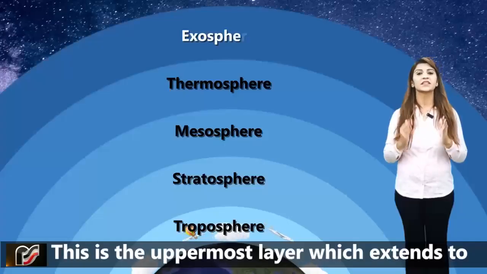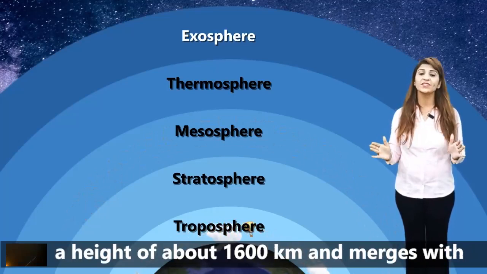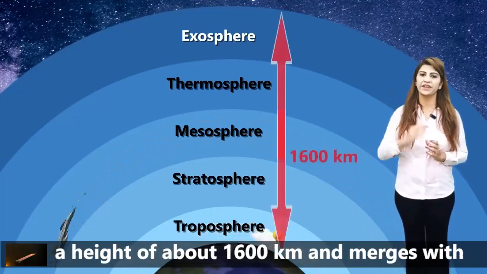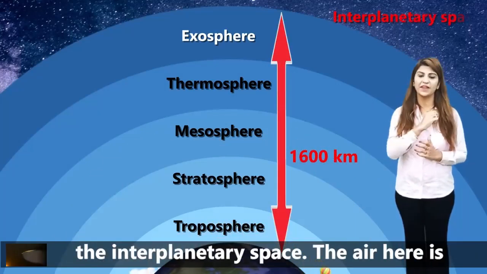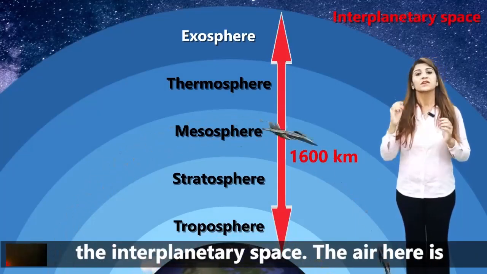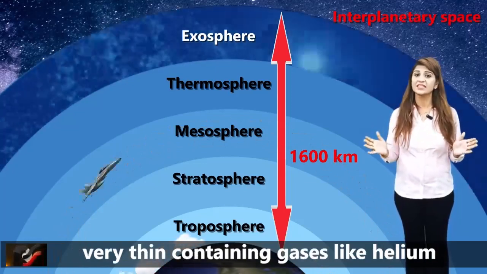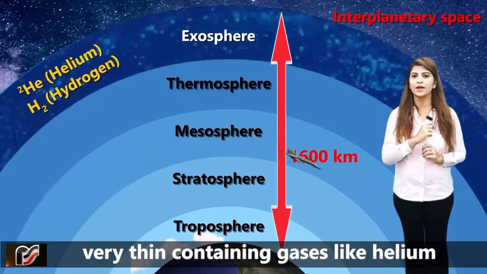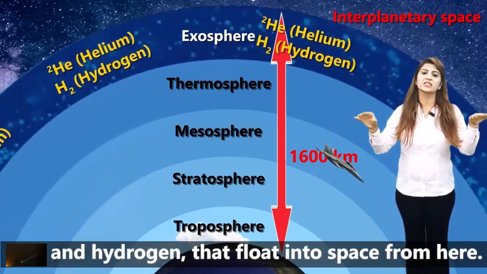Exosphere. This is the uppermost layer, which extends to a height of about 1600 kilometers and merges with the interplanetary space. The air here is very thin, containing gases like helium and hydrogen that float into space from here.